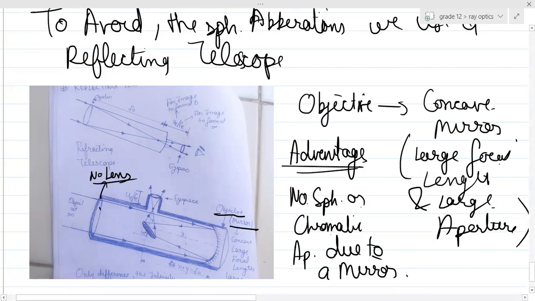So this is the advantage. It uses a spherical mirror, due to which no aberrations are formed. No spherical aberration, no chromatic aberration. So that's why using a reflecting telescope avoids that aberration issue.